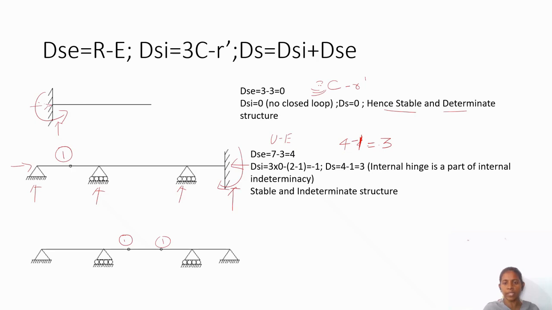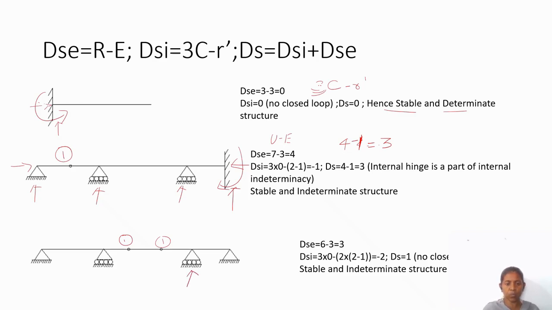If you introduce another 3 hinges in this structure, you can make 3 releases, hence this structure will become 0 indeterminacy. So for this structure, how many number of reactions? One vertical, 2 unknown reactions. Here 2. So 2, 4, 5, 6 unknown reactions minus 3 equilibrium equations. Totally 3 external static indeterminacy.